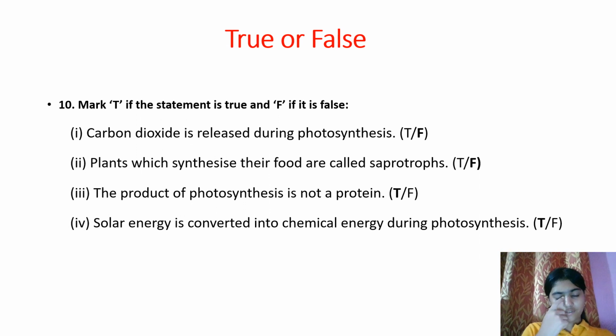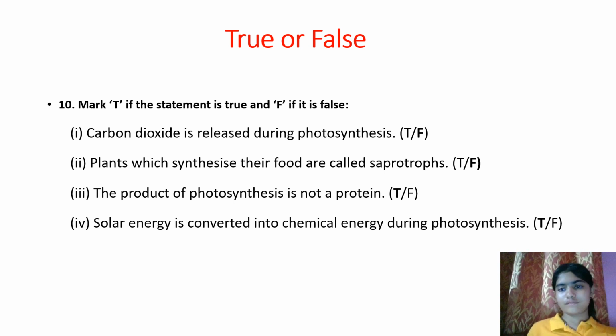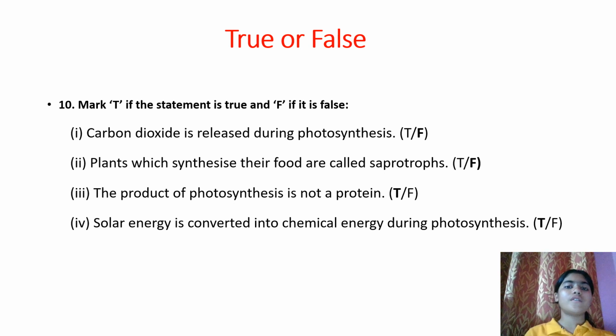True or false? Carbon dioxide is released during photosynthesis. False. Plants which synthesize their food are called saprotrophs. False. In this slide, I have highlighted the answer. The product of photosynthesis is not a protein. True. Solar energy is converted into chemical energy during photosynthesis. True.